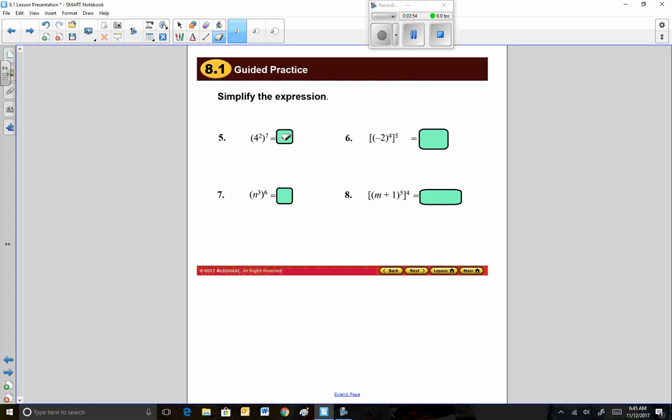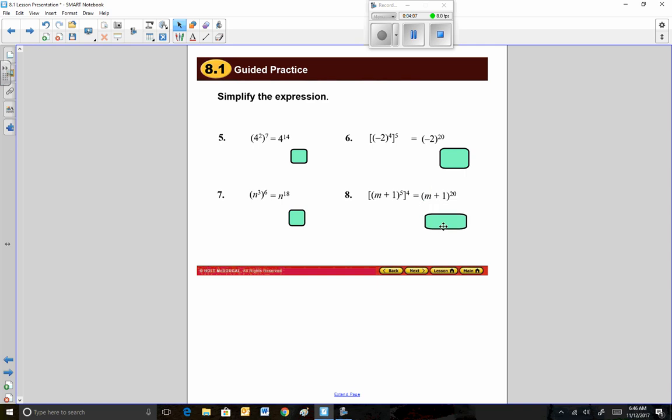Welcome back. Let's see how you did. Okay, this should have been 4 to the 14th power. Number 6 is negative 2 to the 20th power. Number 7, n to the 18th power. And n plus 1 to the 20th power, making sure you keep the parentheses so the whole thing gets raised to the 20th power.